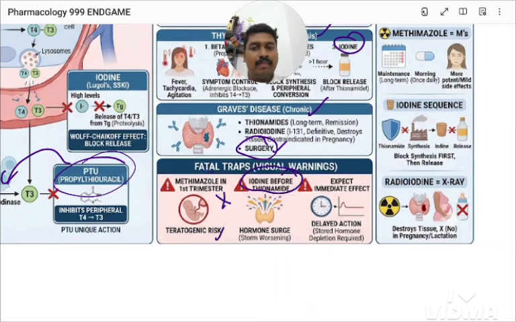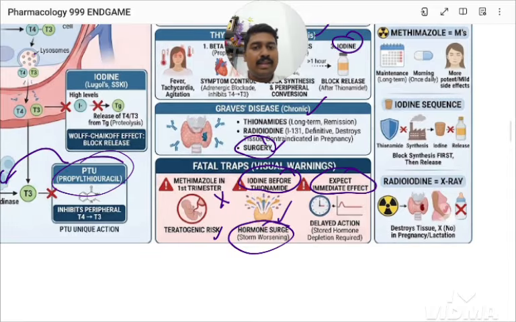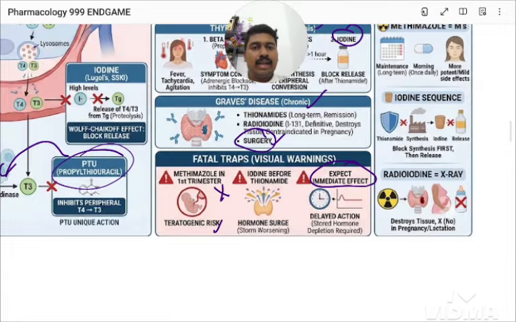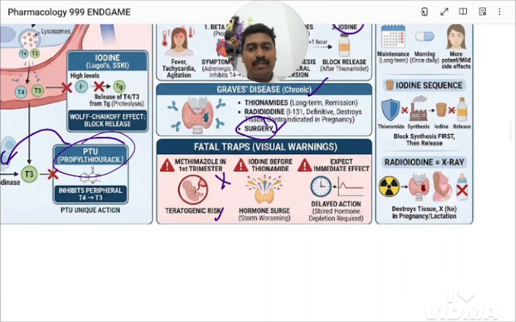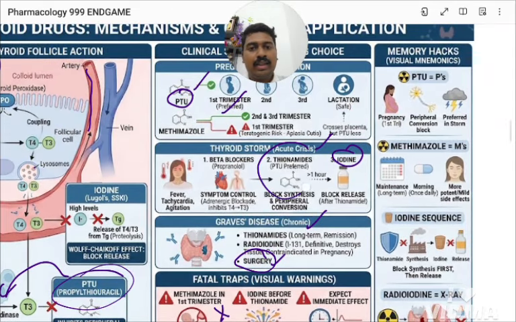Second, iodine is given after thionamide, that is after propylthiouracil, when there is worsening of thyroid storm. And third, don't expect an immediate effect after you give thionamides, because there will already be some stored hormone, and this stored hormone will cause action, so it will take some time for the drug to come into effect. So iodine before thionamide is wrong. Once thionamide is given, after that you will give iodine in case of thyroid storm. First thionamide, that is PTU, and after 1 hour you will give iodine.